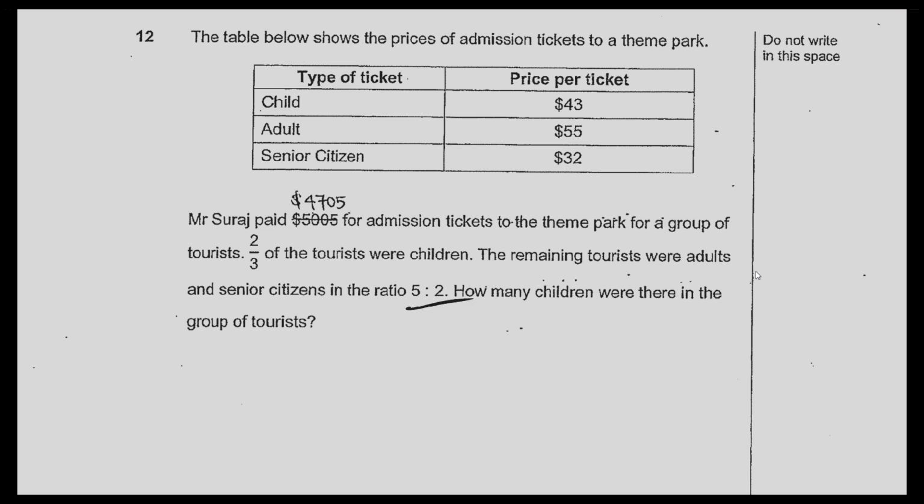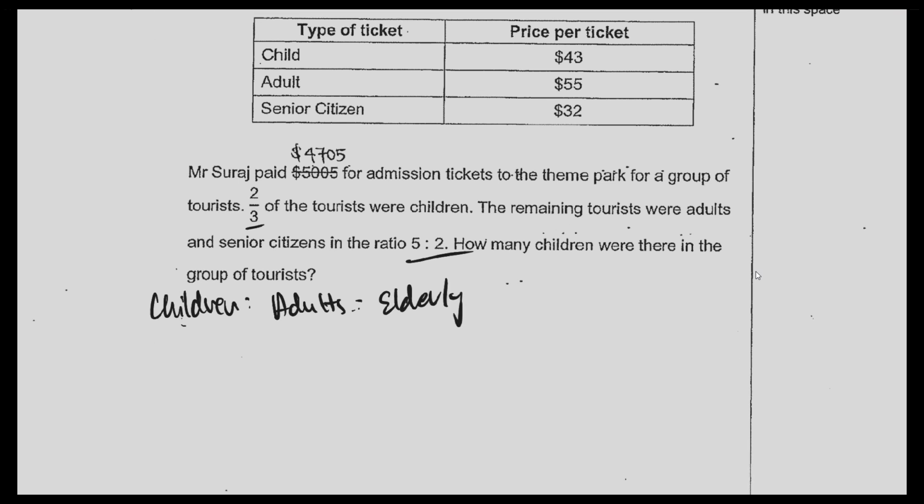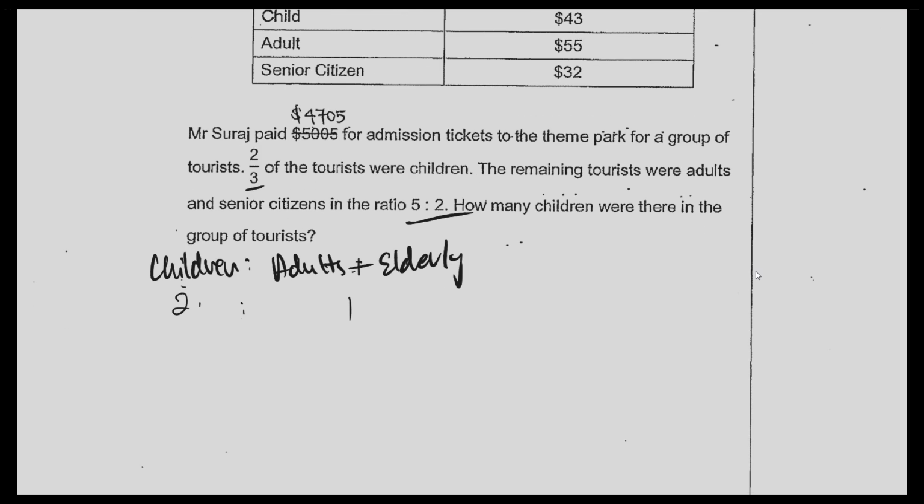So we're given a ratio here, so to simplify it, we just make the whole thing a ratio. So we have children to adults to senior citizens, right? Let's just call it elderly because it's simpler. We know that 2/3 of the tourists were children, so this would be 2 units, and this would be 1 unit, right? Because the total number of units is 3, and since there's 2 units of children, the amount of children is actually 2/3 when you compare it to the tourists, right?